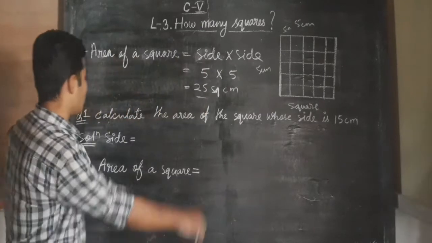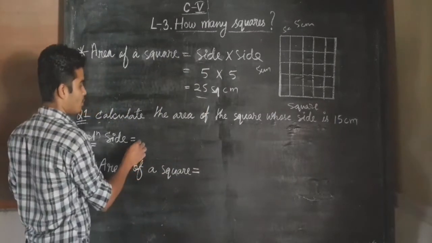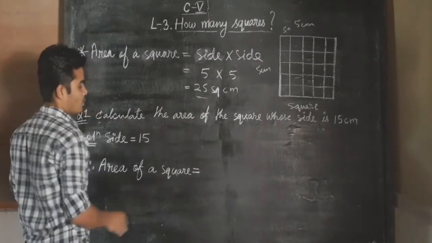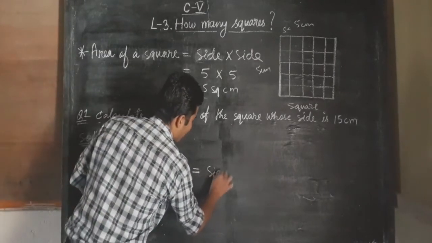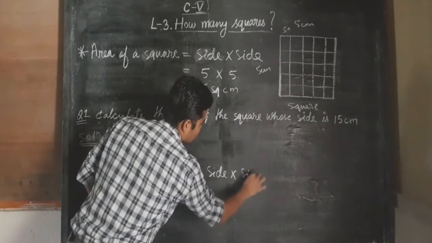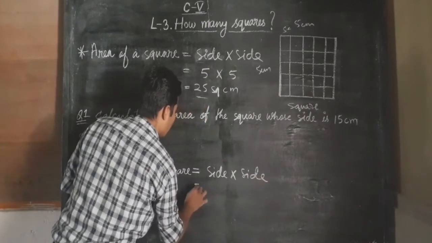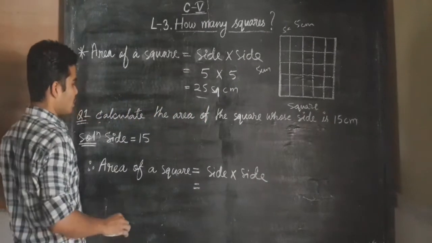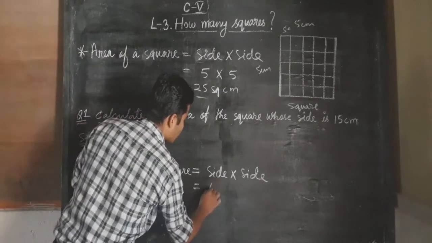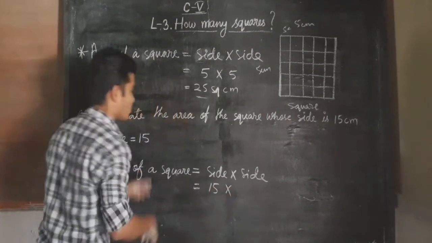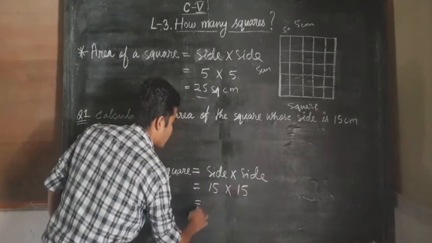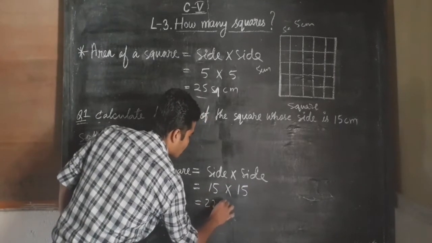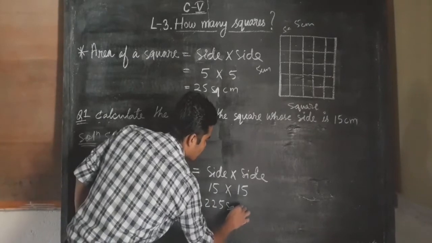For finding the area of a square, we need only one side, because the formula for finding the area of a square is side into side. As we know, all the sides of a square are equal. So for this side we will write 15 centimeter, into, for the other side also we will write 15 centimeter. If we multiply 15 into 15, then we get 225 square centimeter.